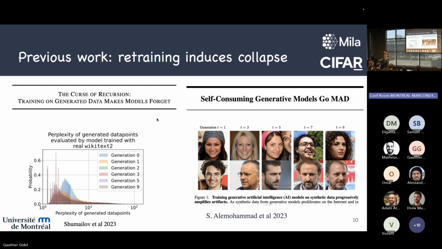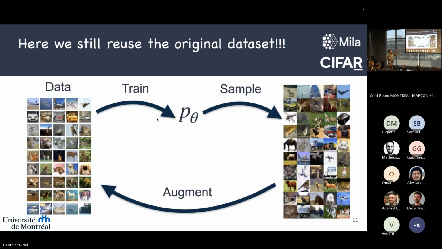Our message was actually, we will reuse some of the original data, and so we should not consider that we fully retrain on generated data, but we will mix between real and fake data. And the question now is, will we have the same conclusion if now we have this regularization, which consists in partially training on real data.